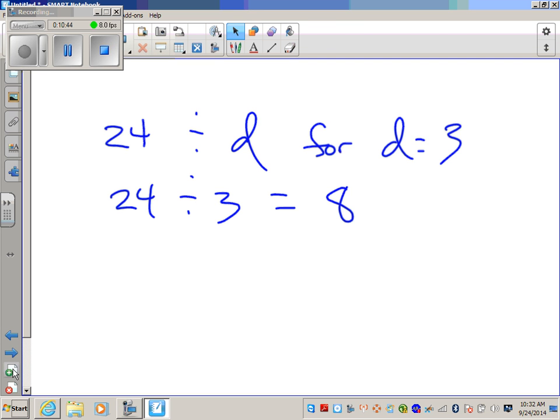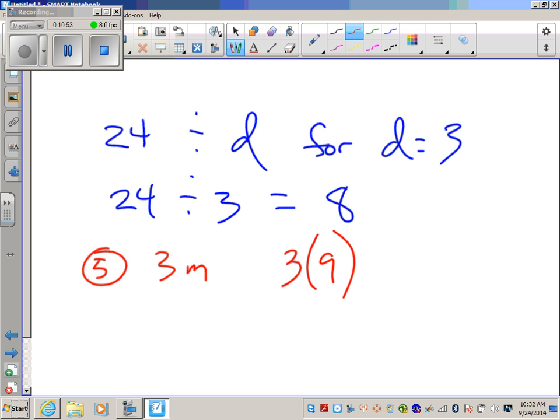Number 5, solve 3m if m is equal to 9, which equals 27. Okay. 6, 8n. Well, if n is 9, 8 times 9 is 72.